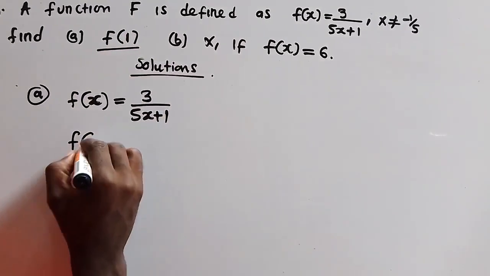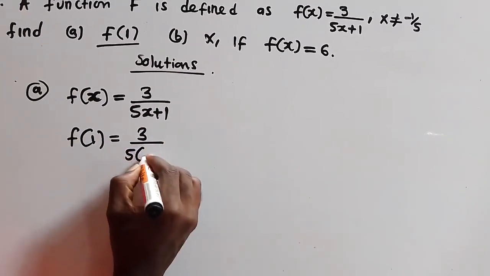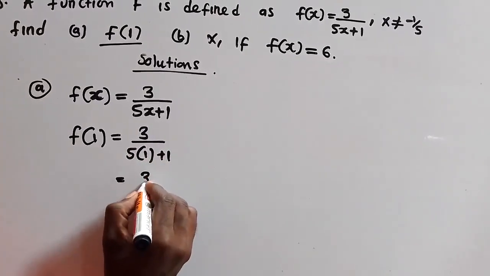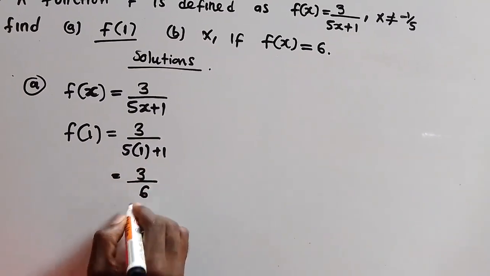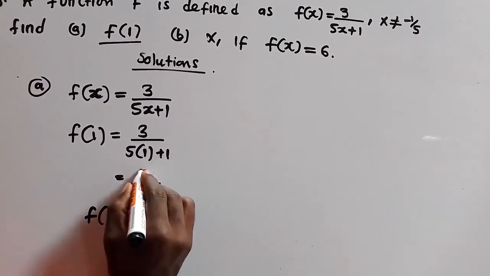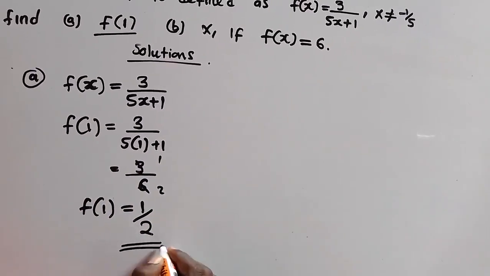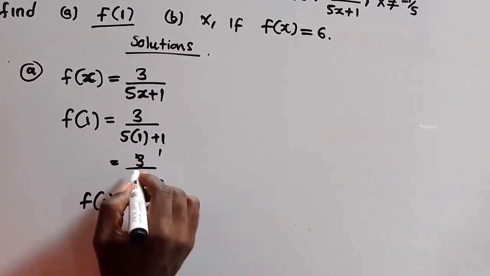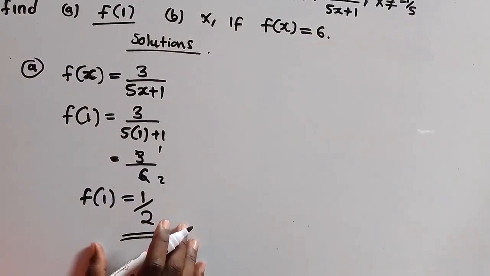So f of 1 is equal to 3 over 5 multiplied by 1 plus 1. So this is equal to 3 over 5 times 1 is 5, plus 1 is 6. So f of 1 is equal to 3 over 6. 3 in 3 is 1, 3 in 6 is 2. So the answer is 1 over 2. This is your answer.